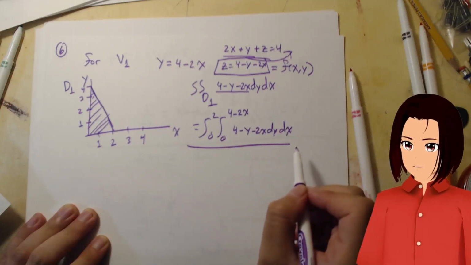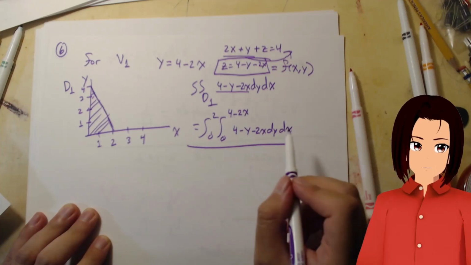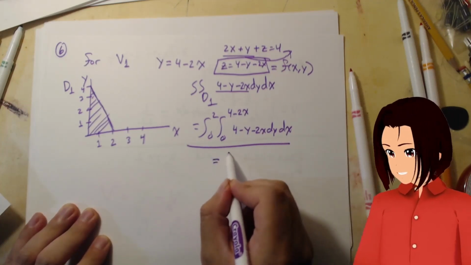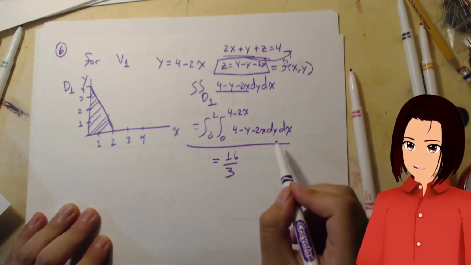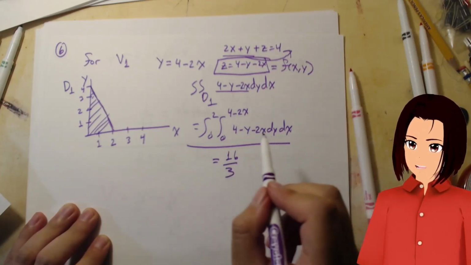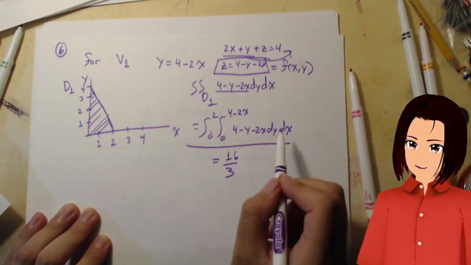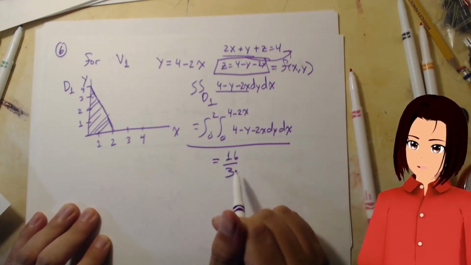So this is our integral. So we set up the integral. And if I evaluate this integral, I'm going to get 16 over 3. You're free to evaluate this integral yourself. Just take the inner integrand first, and then take the outer one second, and you'll get 16 over 3.